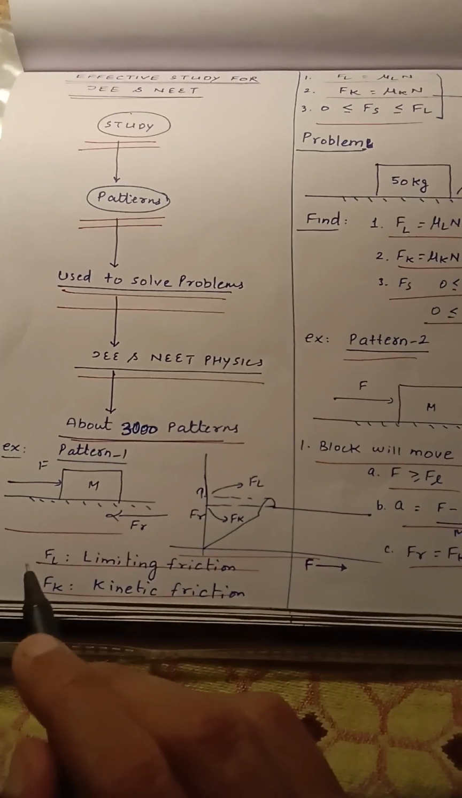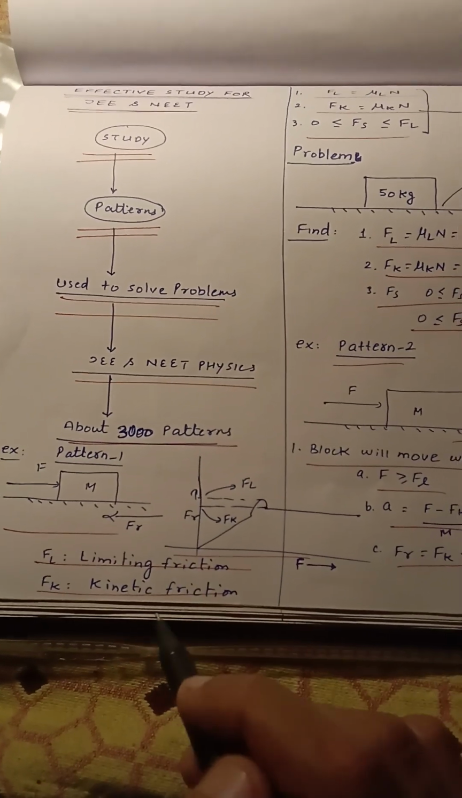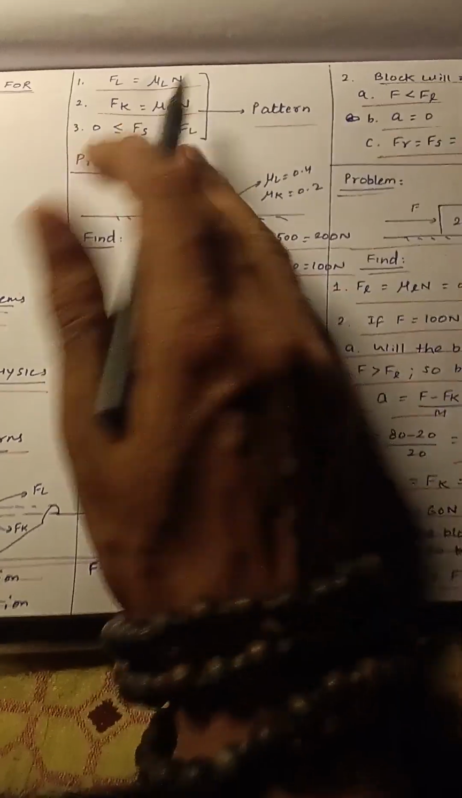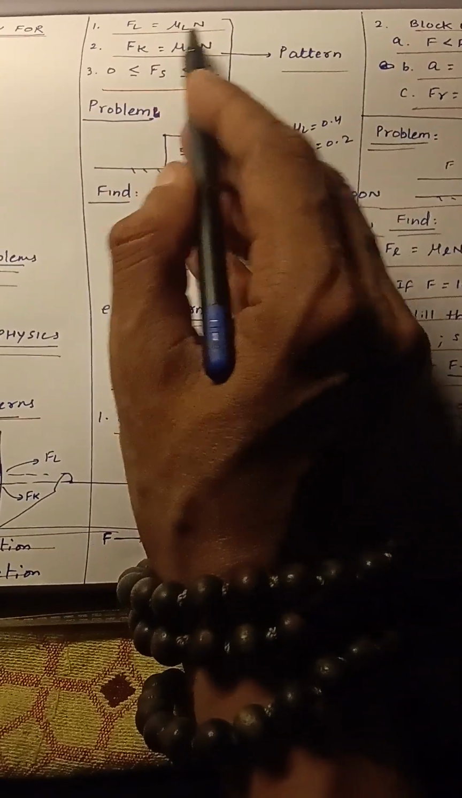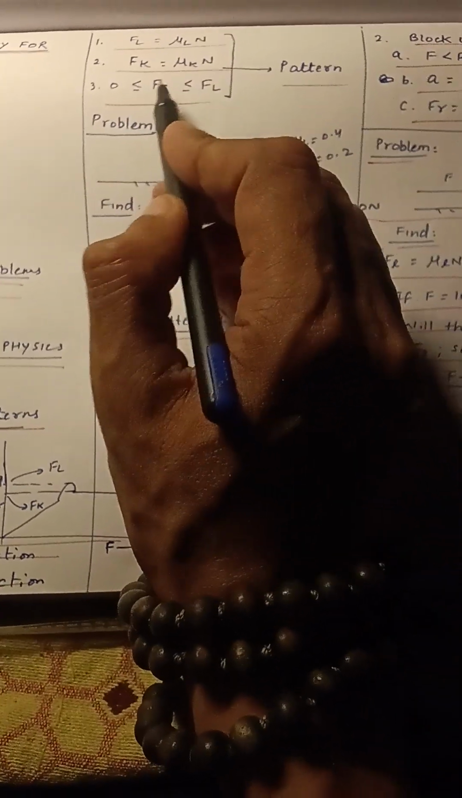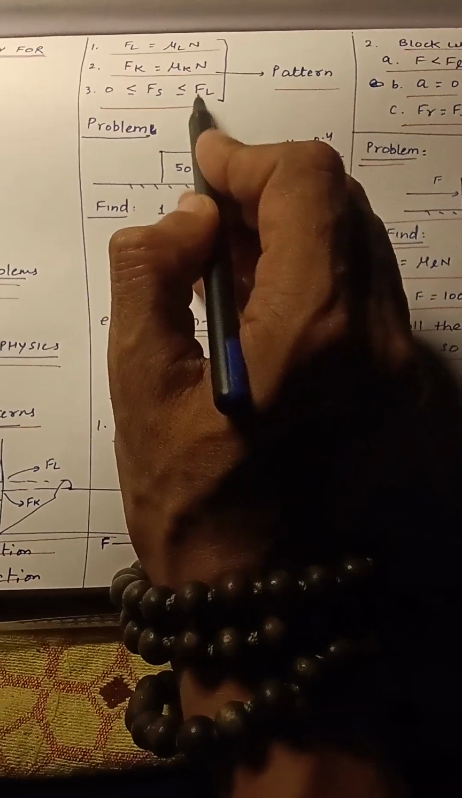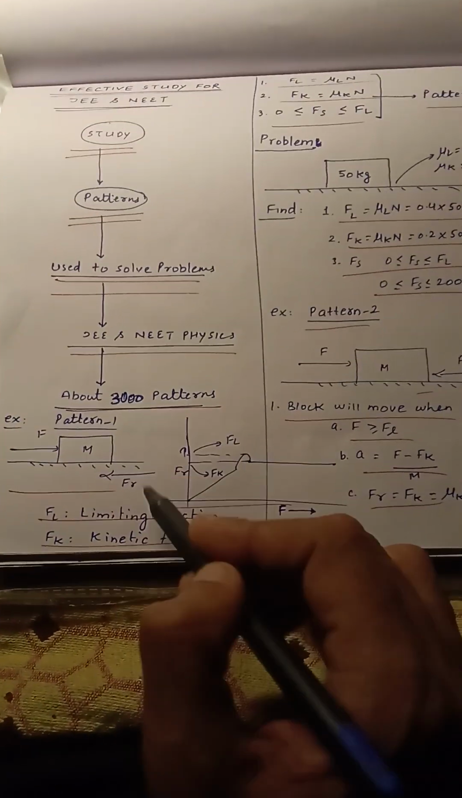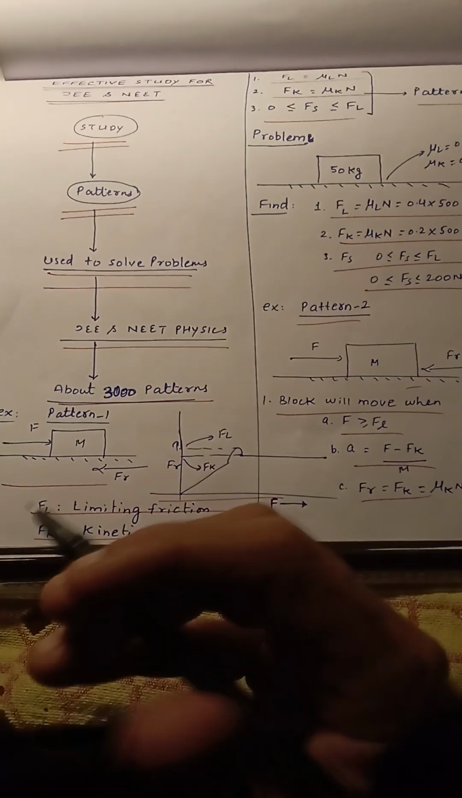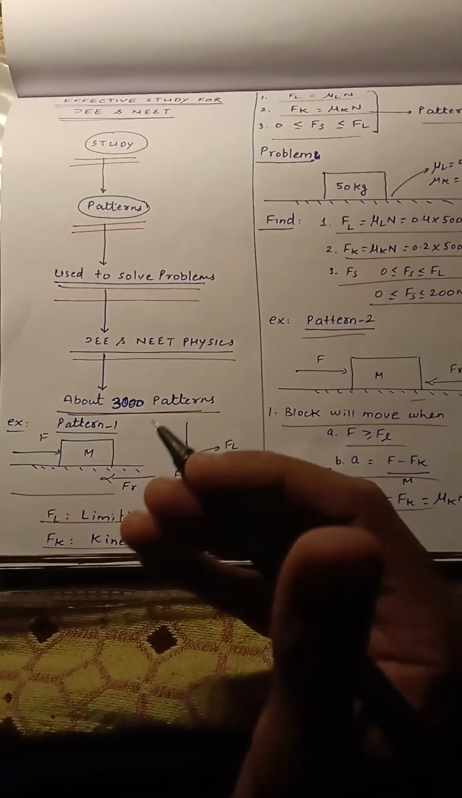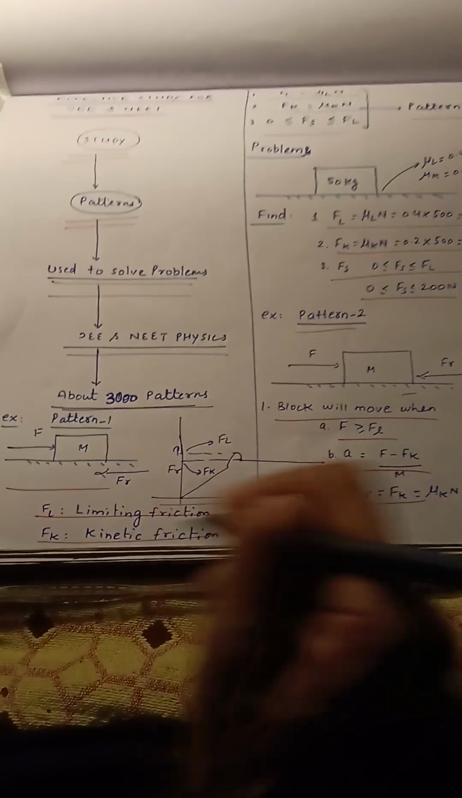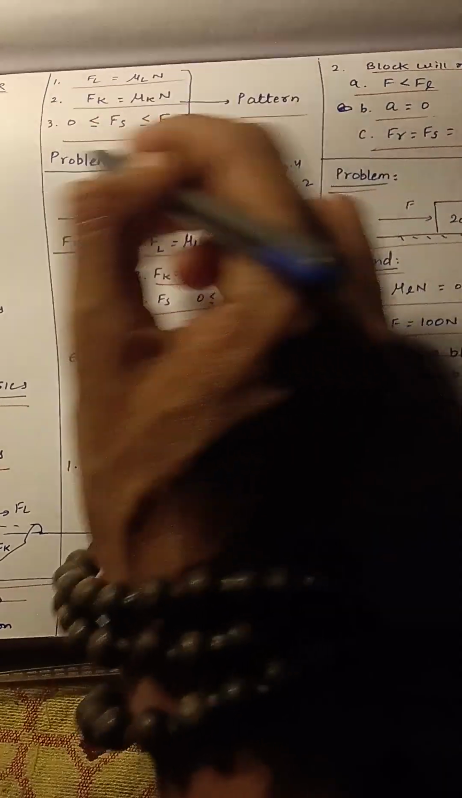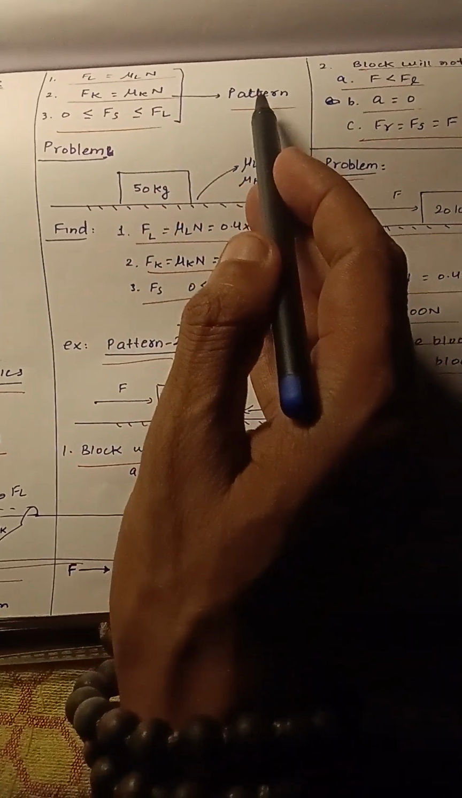Now here F_L is called the limiting friction, F_K is called the kinetic friction. Now there are certain things. Limiting friction is mu limiting into N, kinetic friction is mu kinetic into N, and static friction lies between zero and limiting friction. So this is a pattern for solving this question. Whenever you find something related to the values of friction between a block and the surface, the pattern which has been experimentally established can be decoded in terms of three things: limiting friction, kinetic friction, and static friction, which form a certain pattern.